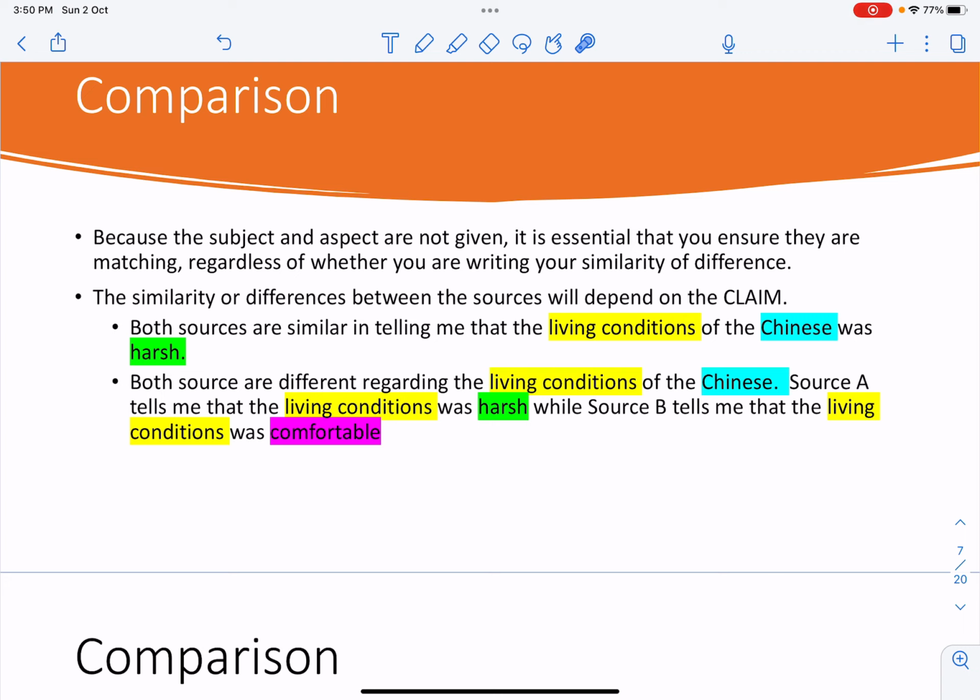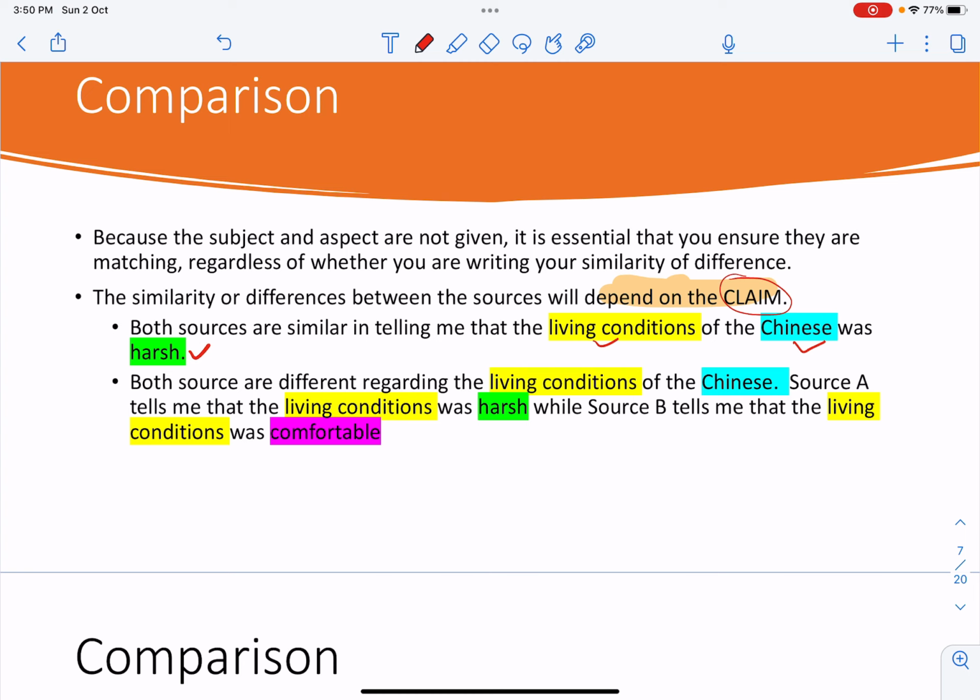Okay, now so the similarity or differences will depend on the claim itself, which is what I mean here. For example, if I'm going to write similar, writing similar means that the claim here is the same. So therefore, I can give my first sentence with subject, aspect, and claim. Okay, for example, here, living conditions is the aspect. The Chinese is the subject. And my claim is both agree, implied from the evidence, that it is harsh.